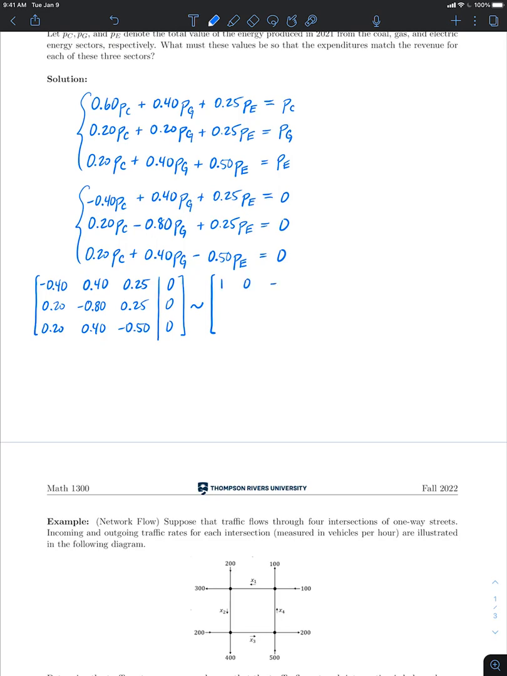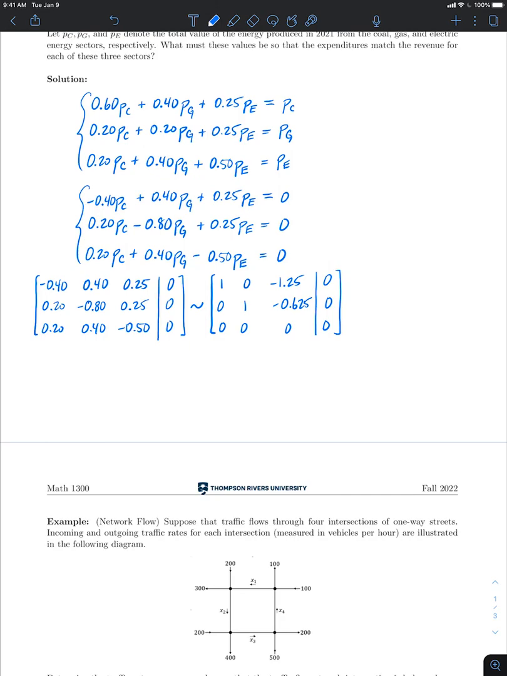The first row will be 1, 0, negative 1.25, 0, of course, on the right-hand side. The constant terms will always be 0. And then the second row is going to be 0, 1, negative 0.625, 0. And then 0, 0, 0, and 0.